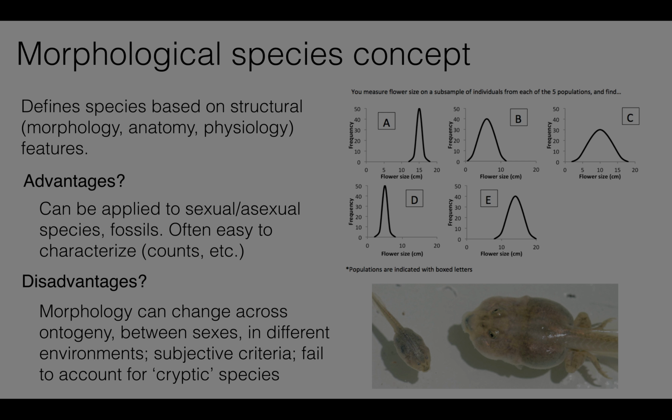Some disadvantages are that morphology can change over the lifetime of an individual, between different environments or based on diet. You could have cryptic, hidden species. In this image here in the bottom right, these are 2 different spadefoot frog tadpoles, and they differ really dramatically. These are siblings, yet they differ dramatically based on their diet. The one on the right, the really big one, is a carnivore. The one on the left is an omnivore. So that can be misleading if we don't have all the information about those individuals.